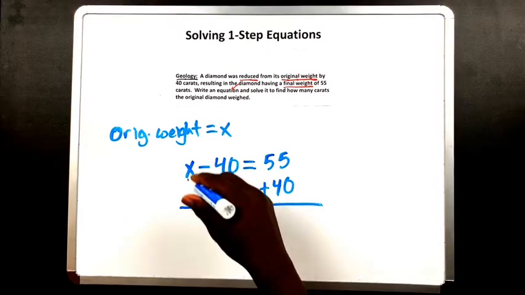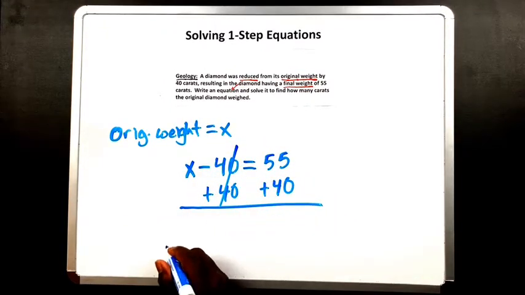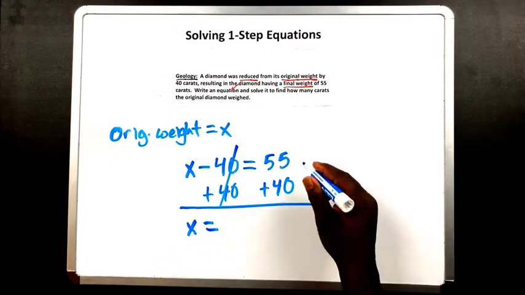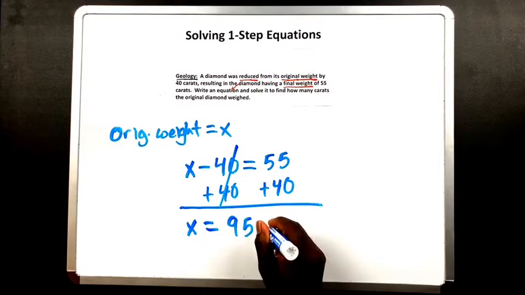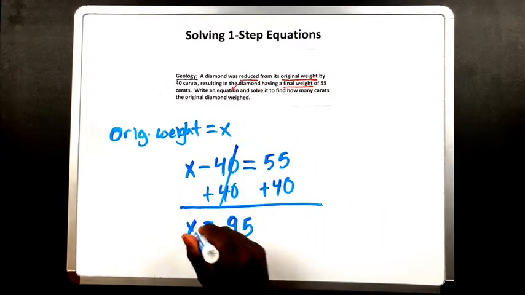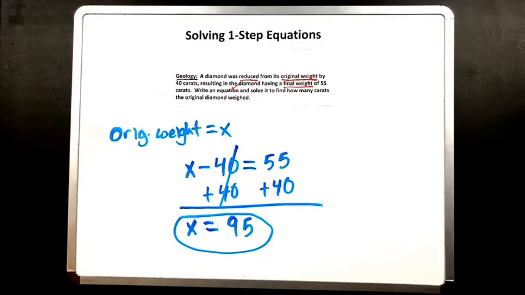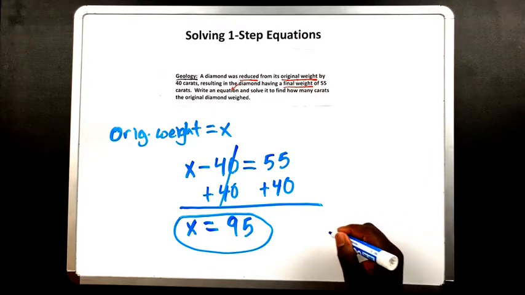So when you add down, negative 40 plus positive 40 is 0. Go back to the left and bring x down. Bring down the equal sign. 55 plus 40, that is 95. Okay? So find out how many carats the original weight of the diamond was. That's our final answer. But sometimes it's good to write your answer just to make it clear. How many carats the original diamond weighed?